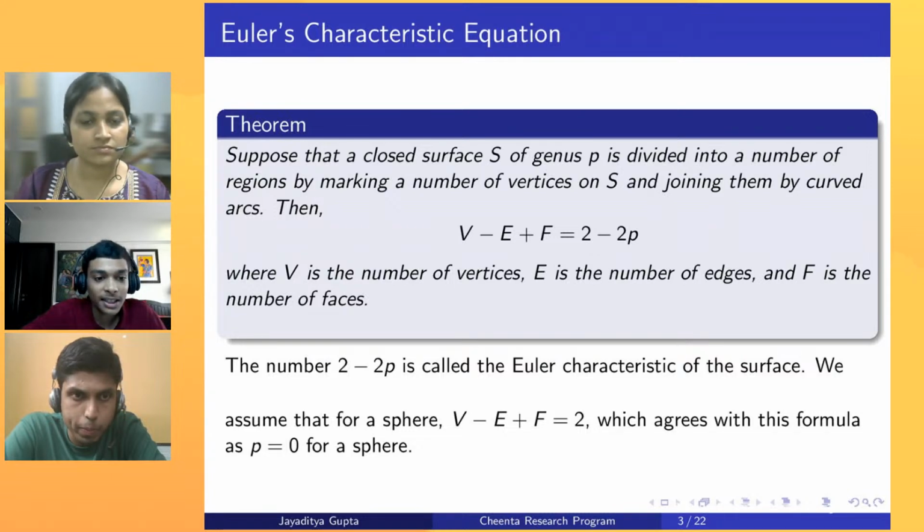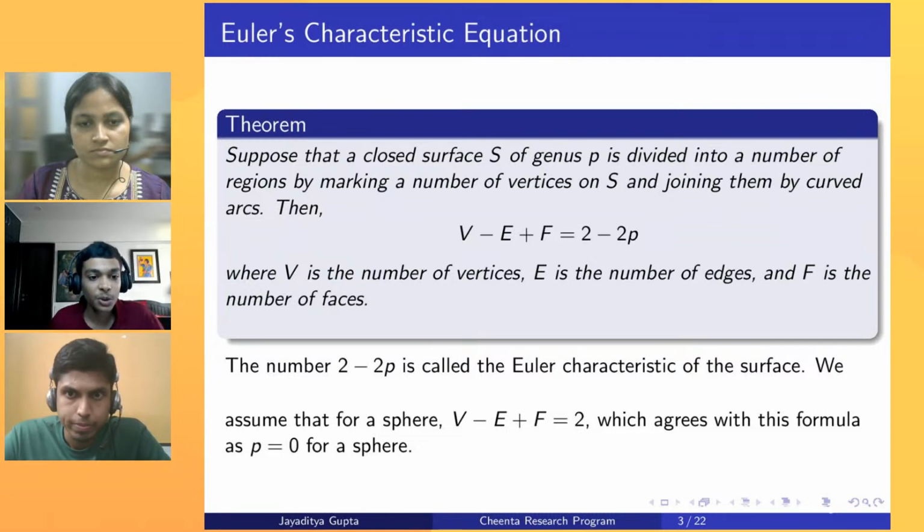Euler proposed a theorem that stated that in a surface of genus P, if it is divided into a number of regions by marking vertices on the surface, and the vertices are then joined by closed arcs, then V minus E plus F is 2 minus 2P, where V is the number of vertices, E is the number of edges, and F is the number of faces. We call the number 2 minus 2P the Euler characteristic of the surface.